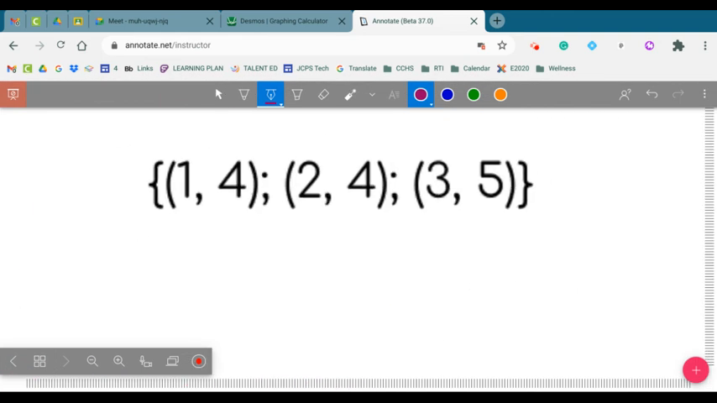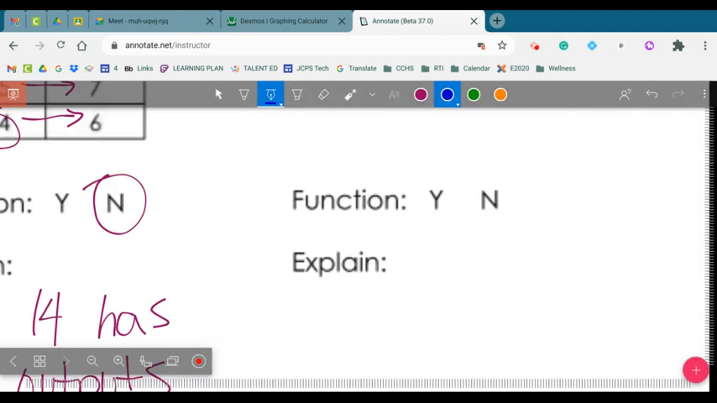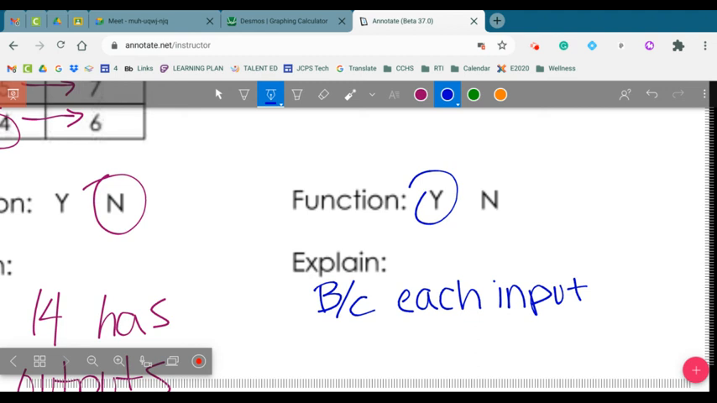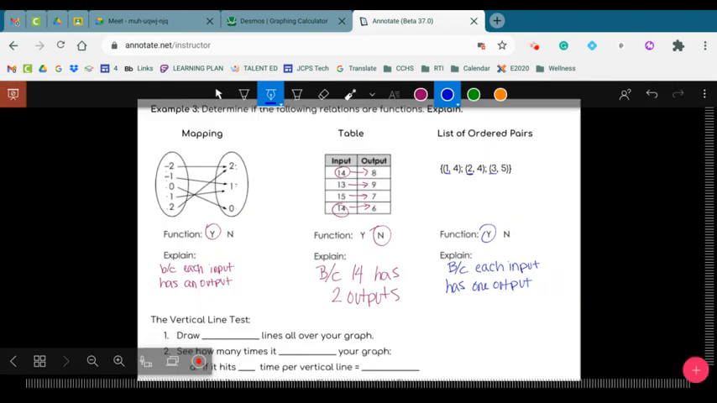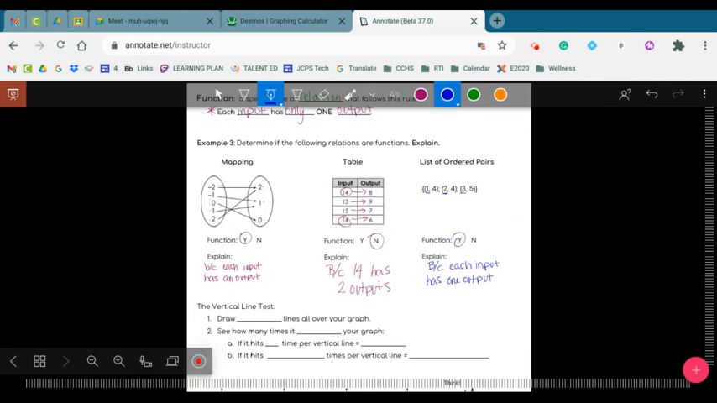Next one, again, like I said in the last one, you just look at your x values. Do your x values repeat at all? No. So is this a function? Yes, because each input has one output. As you can tell, I just kept writing the definition for a function to mark my reasoning for explaining if it is a function or not.